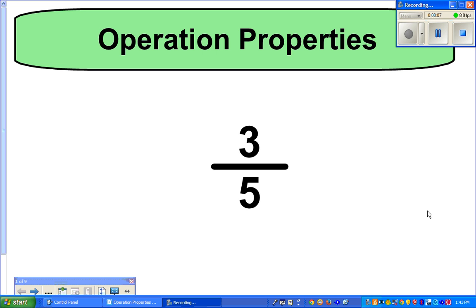Today we're going to be learning operation properties. There are 5 videos in this series. This is the third of 5 videos. So after viewing this video, you should have completed 3/5 of the videos in this series.